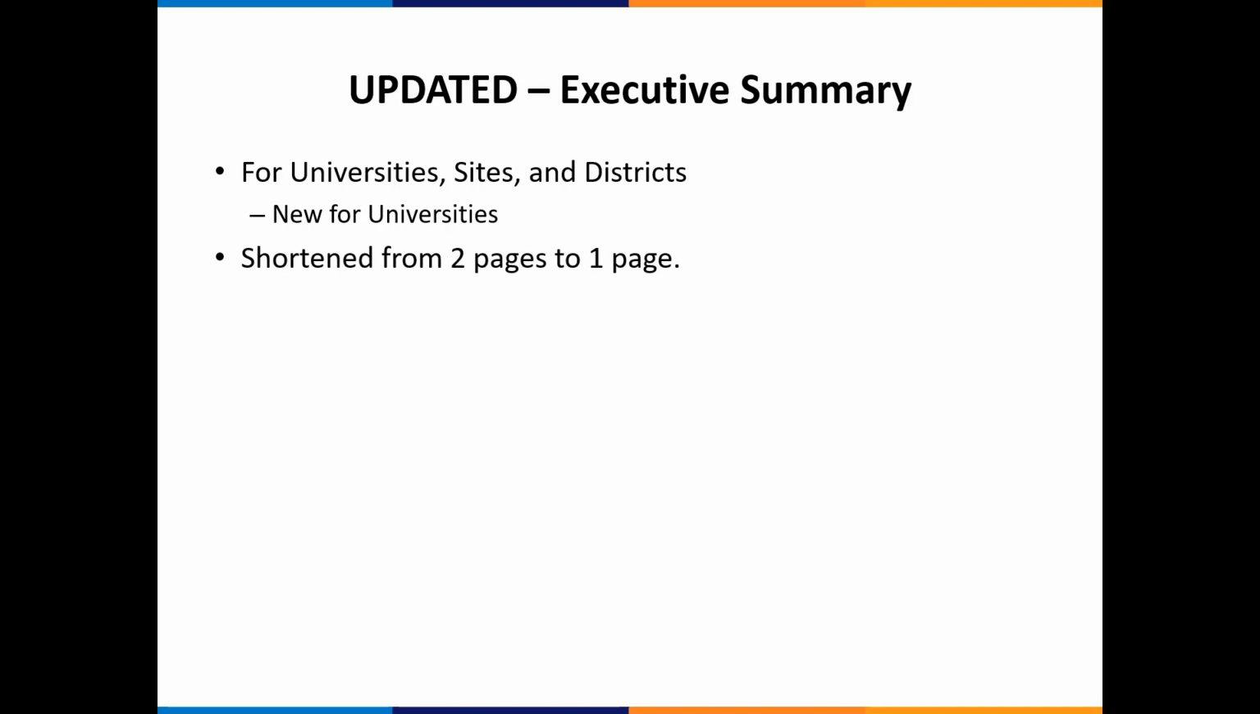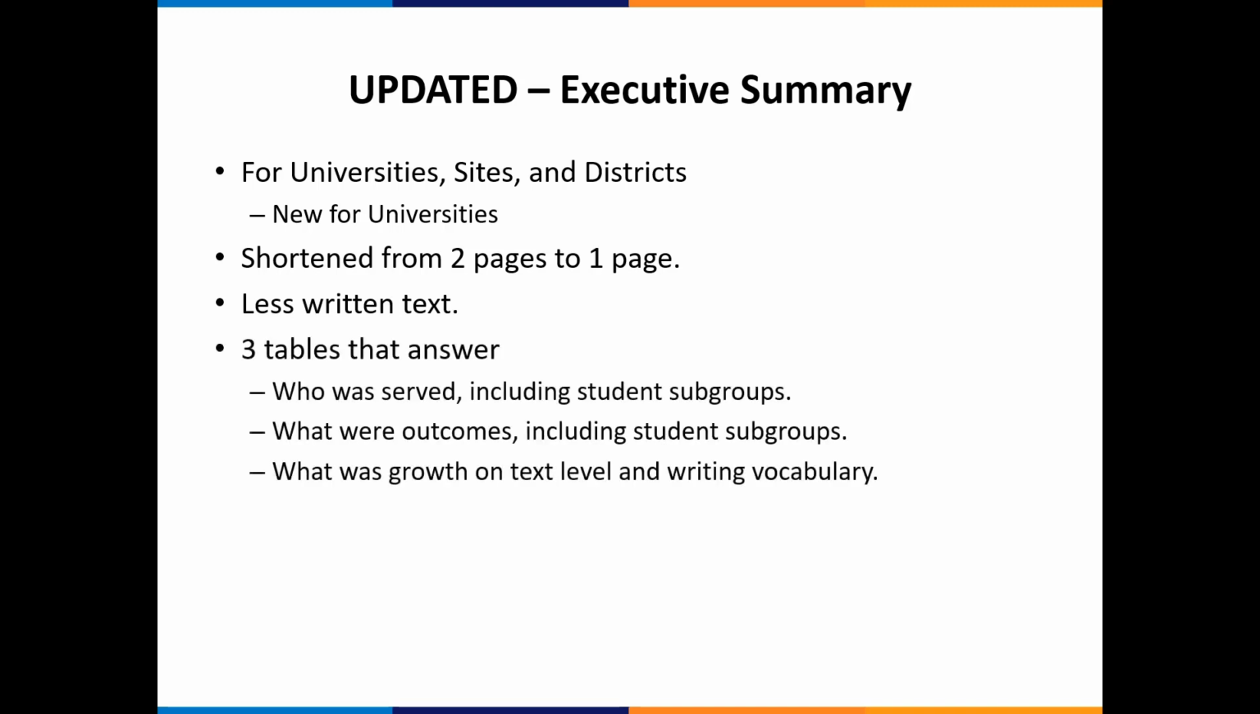Now, what we've changed in the executive summary this year is we've shortened it from 2 pages to a 1-page document to make it a little more concise, with just some relevant information on the front. Basically, we've removed a lot of the written text that has been in previous versions. You will find in there that the report itself has 3 tables that answer the following questions. Who was served? And it includes who was served by certain student subgroup categories. And then we go on to answer what were the outcomes. And once again, we highlight the outcomes not only for all, but also some student subgroup categories.